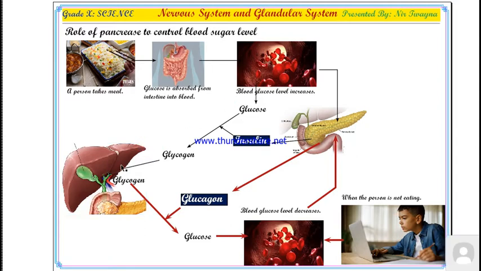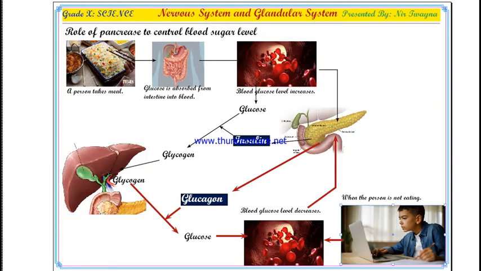When the capacity of the liver is full, when the liver has already stored glycogen to its full capacity, then the remaining glucose will be converted into fat. Okay, this is the situation when you take a meal.